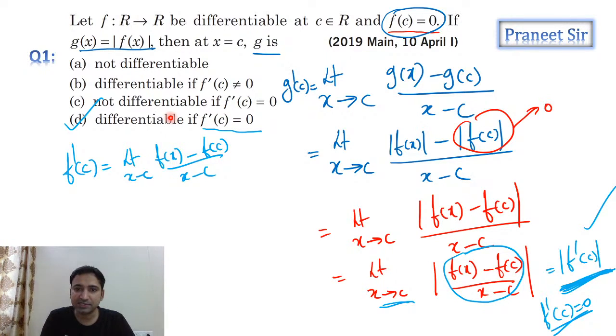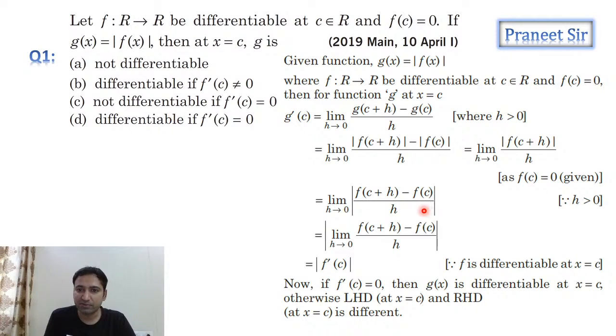Okay, chalo guys, this is what we are doing here. We applied g dash c, we are getting this much, and here this has to be finitely differentiable at x equals c, means f dash c compulsorily should be 0, then only the left hand derivative and right hand derivative will be equal. Okay, chalo, let's move to the next question, guys.